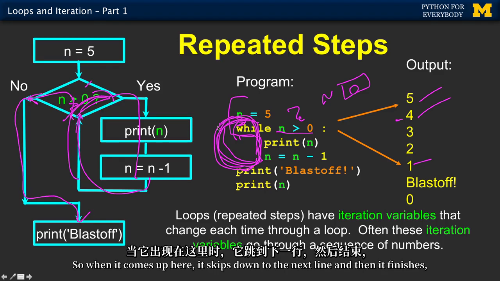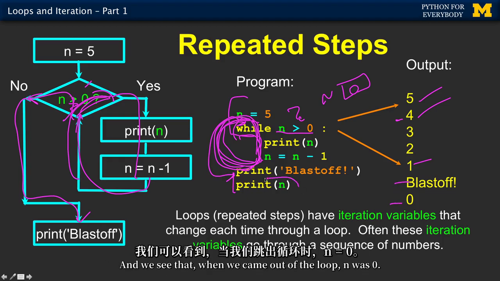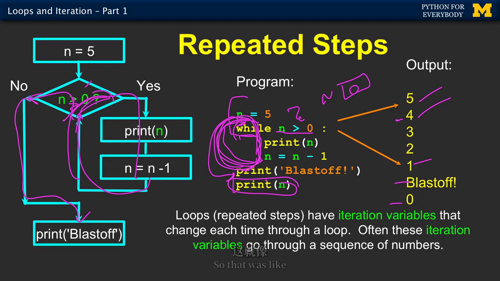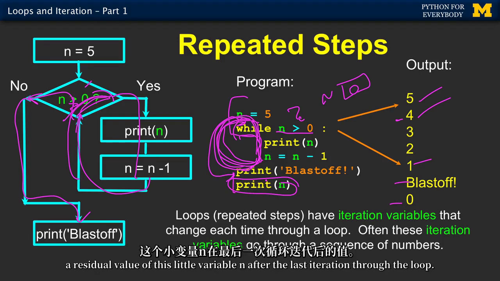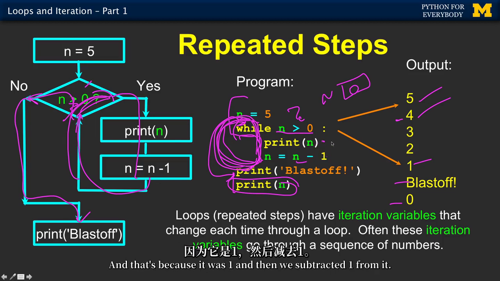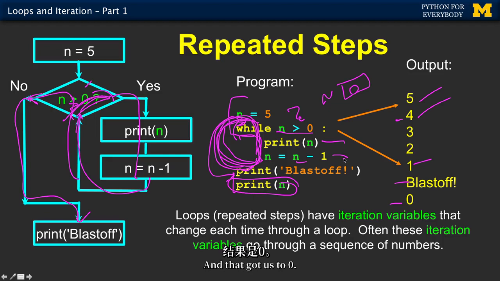So when it comes up here, it skips down to the next line and then finishes, so it prints off blast off. And we see that when we came out of the loop, n was 0. So that was like the residual value of this little variable n after the last iteration through the loop. And that's because it was 1, and then we subtracted 1 from it, and that got us to 0.